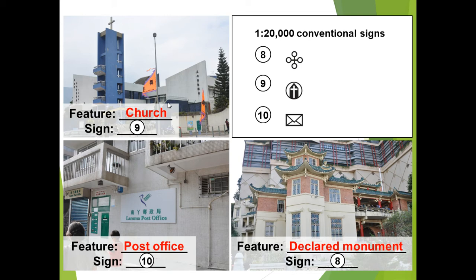Some of them, to be honest, are a little more difficult, just like number 8 here, because you can see two pairs of circles with a straight line connecting each of them. Actually, this symbol is called a declared monument. It represents protected buildings or historic buildings that may be of huge historic value. That is the conventional sign for a declared monument.